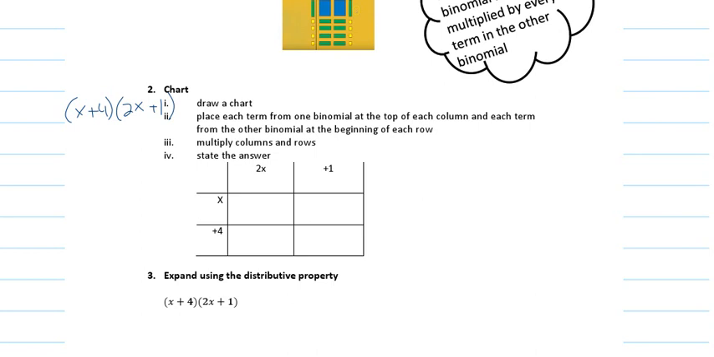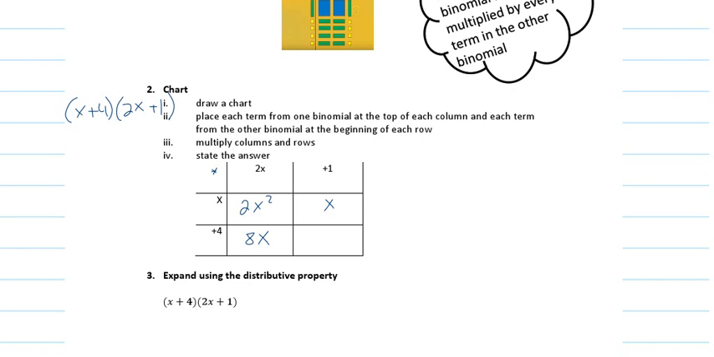What am I doing? Multiplying. So I have to multiply x by 2x. What do I get? 2x squared. Then I have x times 1, which is x. Then 4 times 2x gives 8x, right? 4 times 2 is 8. And 4 times 1 is 4.